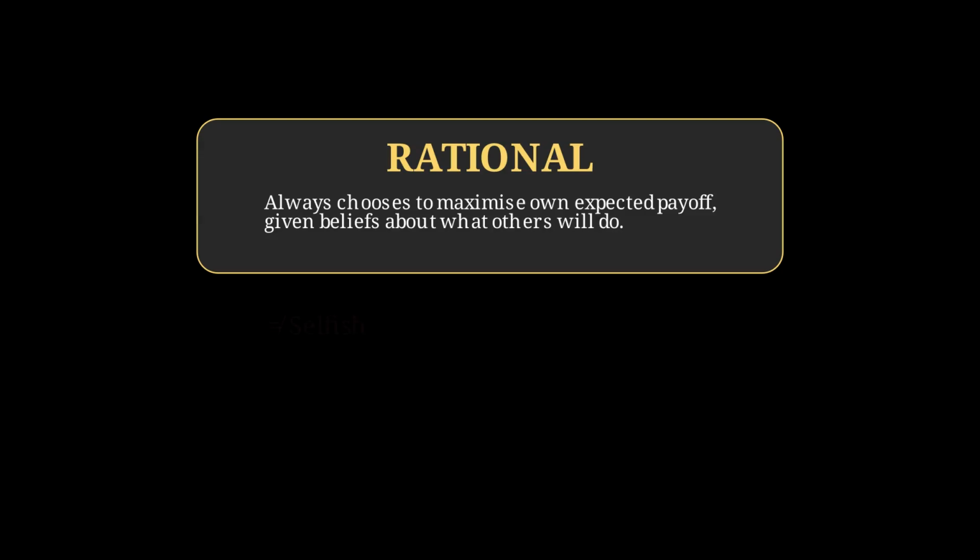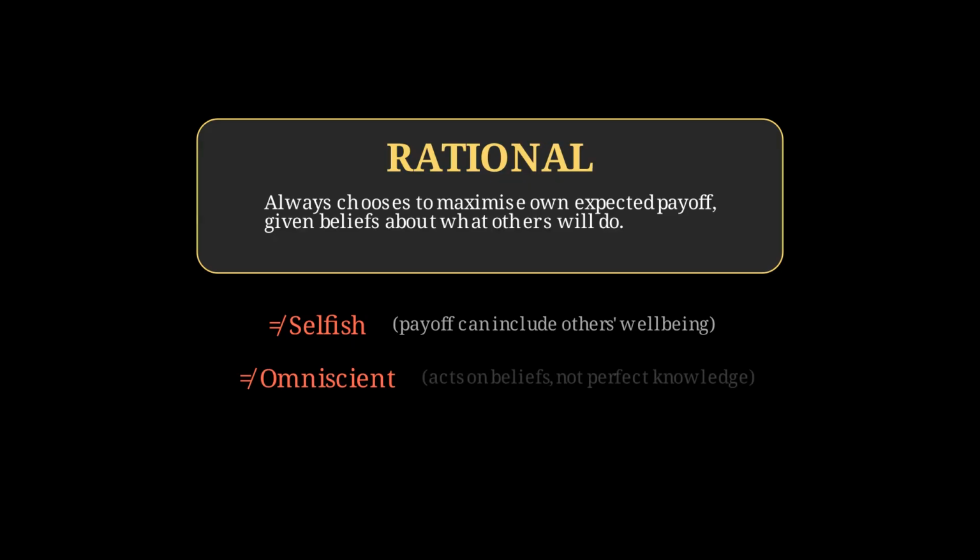Notice what this does not mean. Rational does not mean selfish. Your payoff function can include genuine concern for others. A parent who sacrifices for a child is rational in this sense, maximizing a payoff that includes the child's well-being. Rational also does not mean omniscient. Players can be wrong about what others will do, they act on beliefs. This assumption is a simplification, but it's a remarkably powerful one.